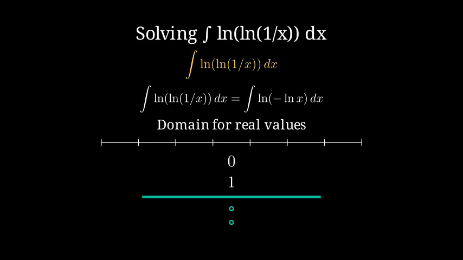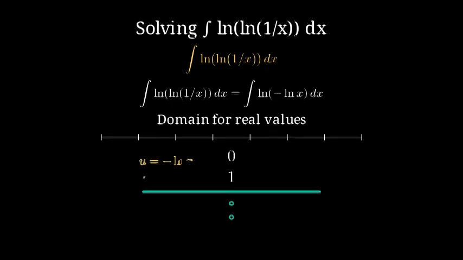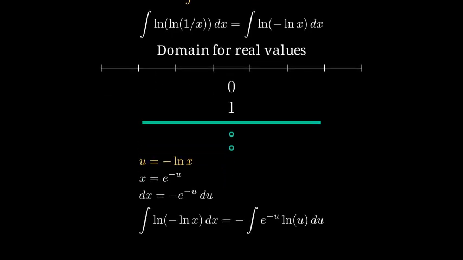Step 2 is substitution. Let u equal negative natural log of x. Then x equals e to the negative u. Differentiate to get dx equals negative e to the negative u du. Substitute into the integral to get negative integral of e to the negative u times natural log of u du.